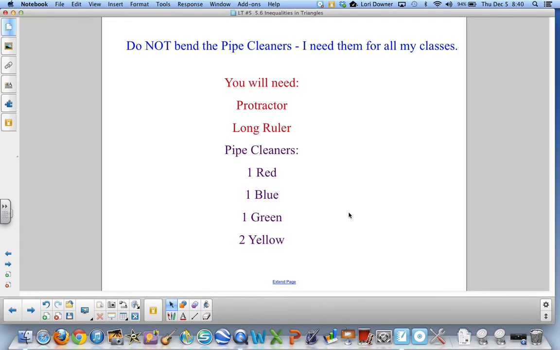Alright, there are some supplies at the table in the front of the room. When you pick these up, please do not bend the pipe cleaners, because I need them for all my classes. You're going to need a protractor, a long ruler, and then 1 red, 1 blue, 1 green, and 2 yellow pipe cleaners. Pause the movie, go get those supplies. Do not bend the pipe cleaners. Press play when you're finished getting those.